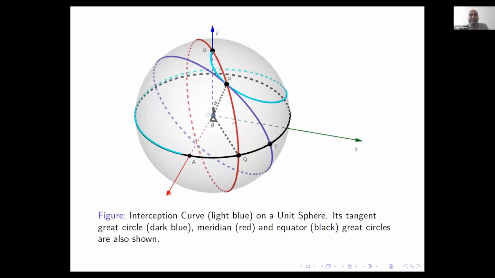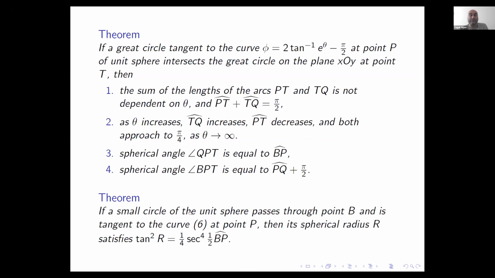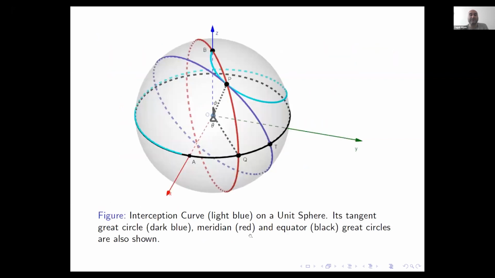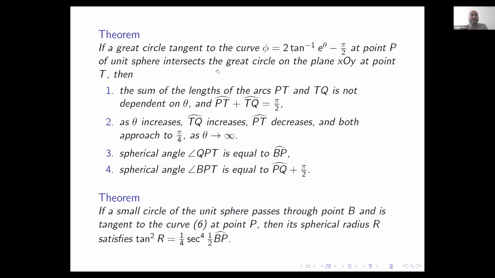So this circle passes through point B and is tangent to the curve at the point P. So it is something like this. A circle on the sphere passes through B and is tangent to the curve at P, and its radius enjoys this interesting formula.